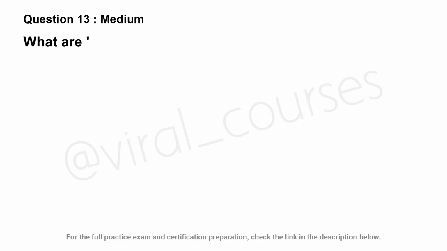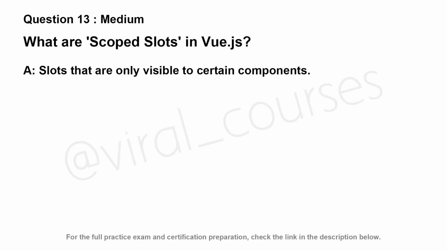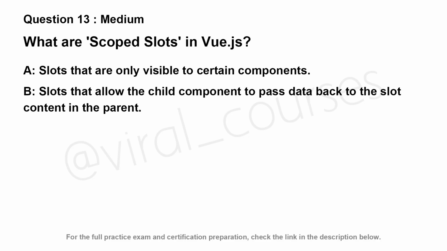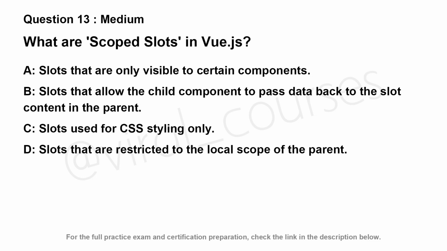What are scoped slots in Vue JS? Option A, slots that are only visible to certain components. Option B, slots that allow the child component to pass data back to the slot content in the parent. Option C, slots used for CSS styling only. Option D, slots that are restricted to the local scope of the parent.